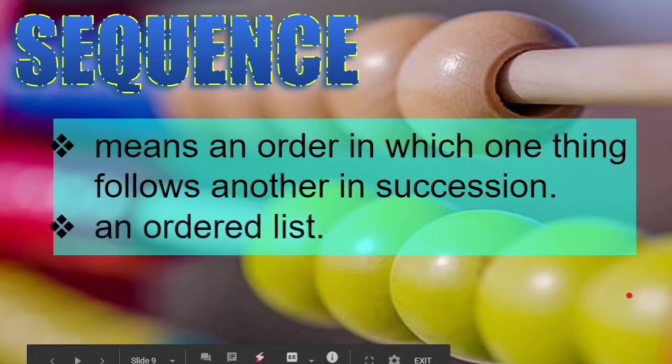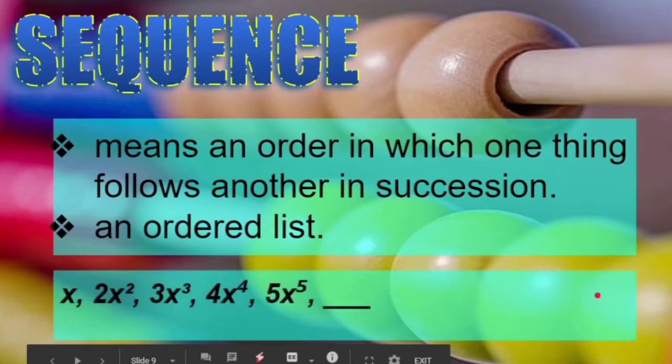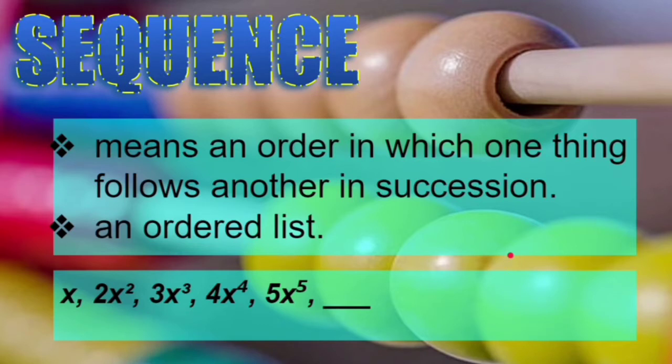So for example, we have x, 2x squared, 3x cubed, 4x raised to 4, 5x raised to 5. So what would the next term be? If you were able to observe the pattern, the numerical coefficient and the exponent are increasing by 1, and they have the same value. So we can now say that the term is 6x raised to 6. I hope you can follow.